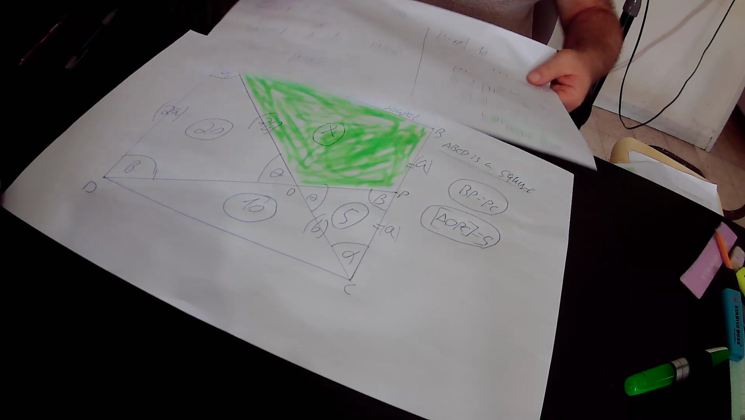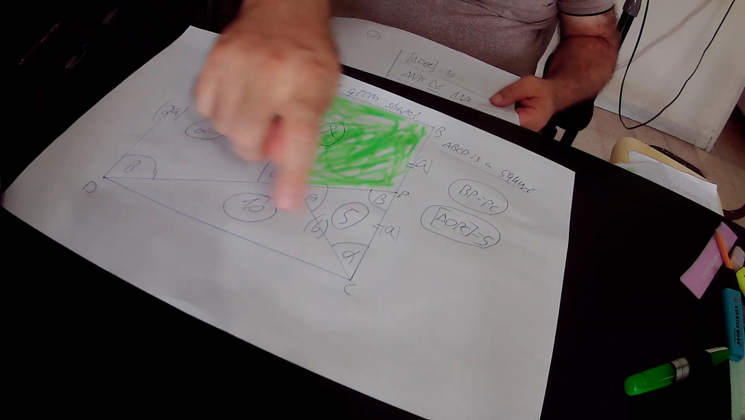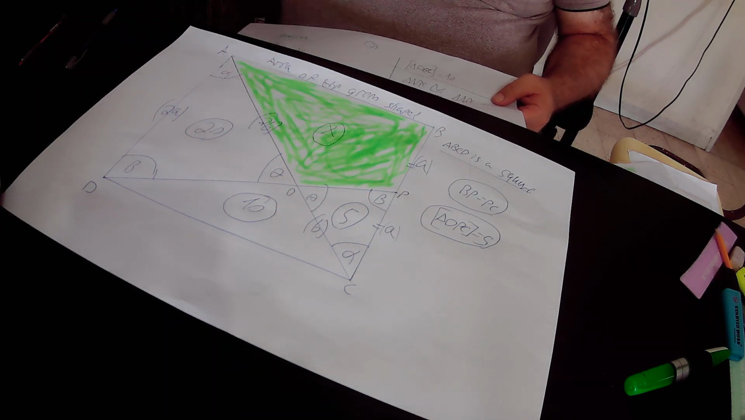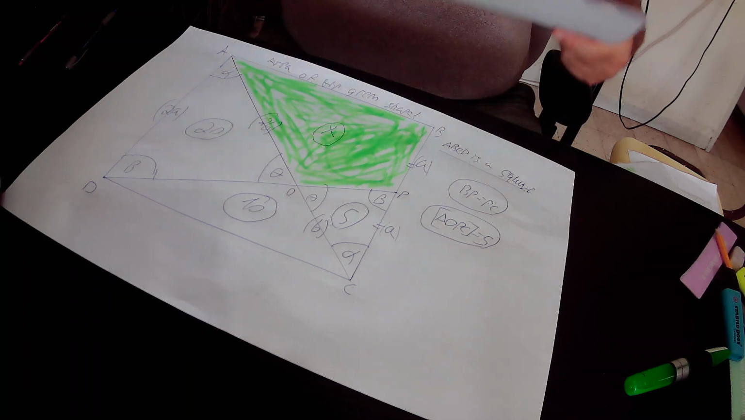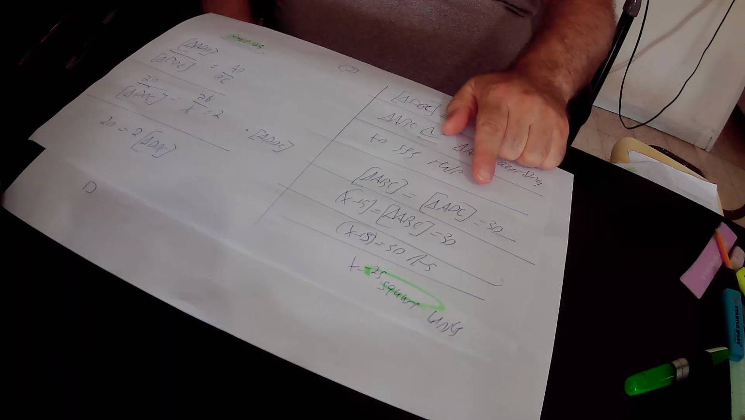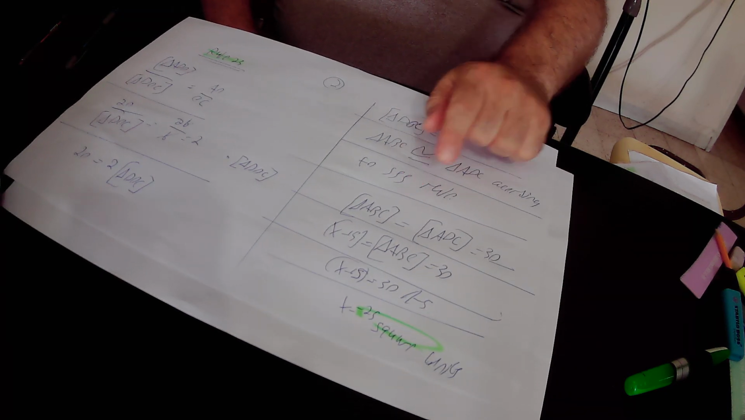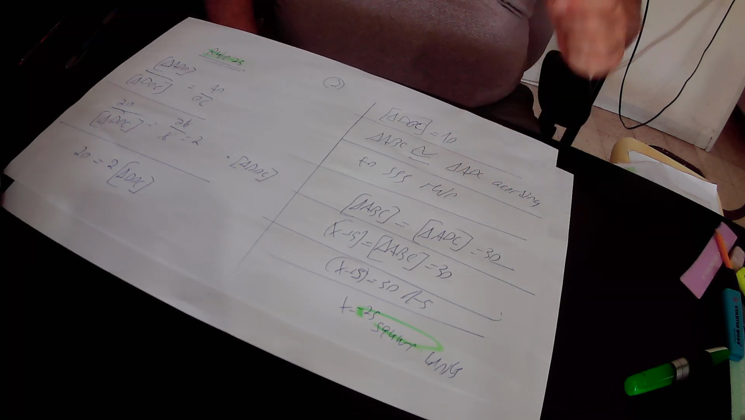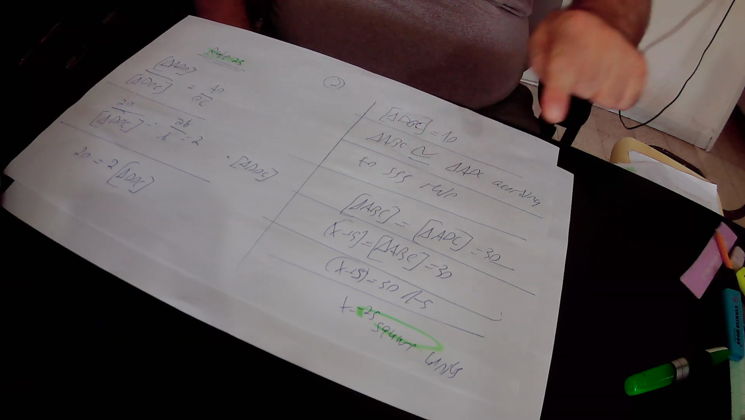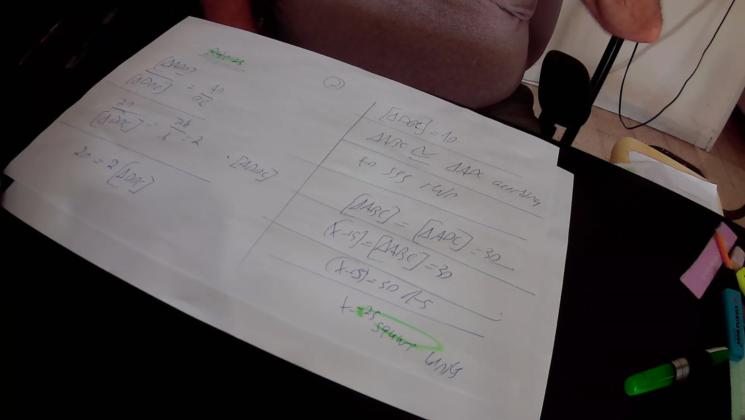But we know that the area of triangle ADC in total equals 20 plus 10, that is 30 square units. So we can write here that the area of triangle ADC is equal to 30 square units. And from the equation, the area of triangle ABC equals the area of triangle ADC equals 30, we derive that the area of triangle ABC equals 30 square units.